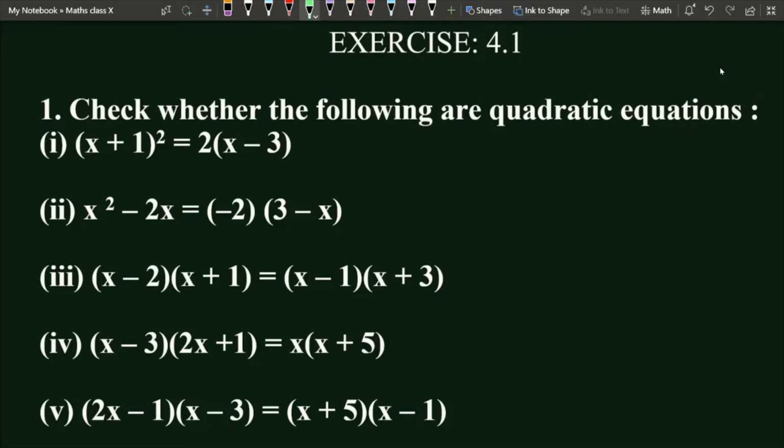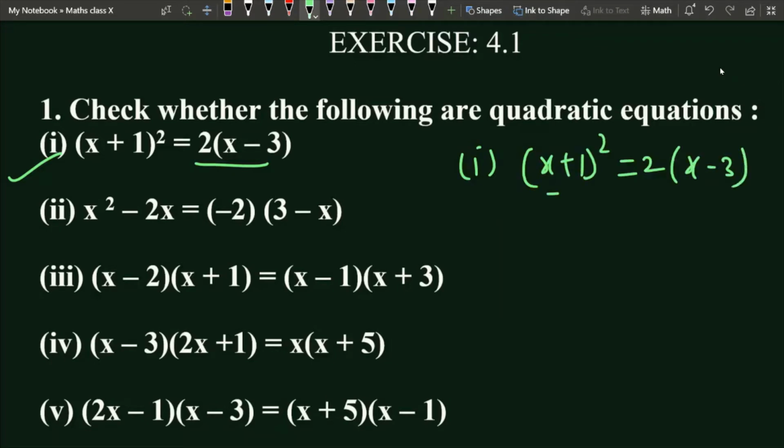X plus 1, the first question is (x plus 1) whole square is equal to 2x minus 3. Now, if you expand this, what will you get? (x plus 1) whole square is equal to 2 times x minus 3. If you expand this whole expression, you will get an equation having a highest power 2. You see, the left hand side is (x plus 1) whole square. So let us expand it.